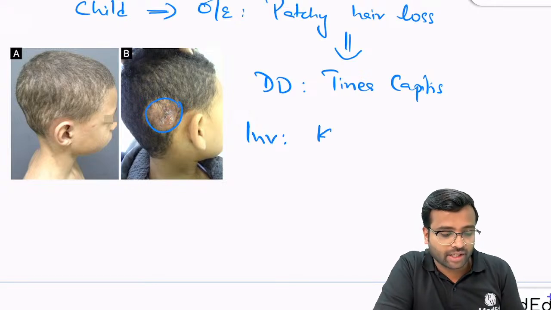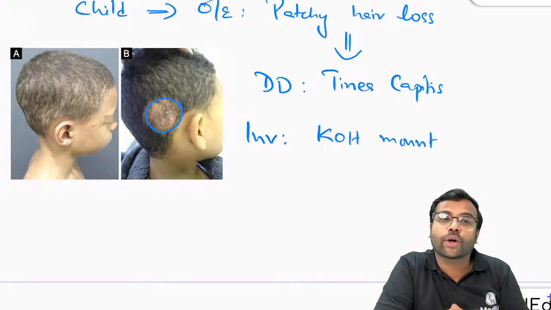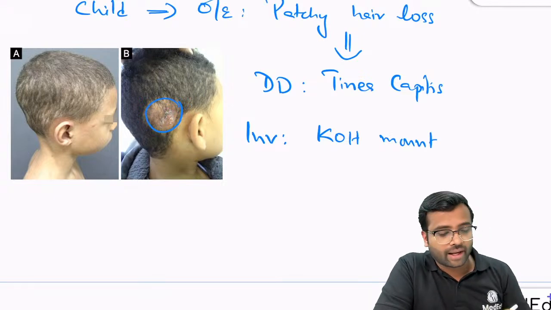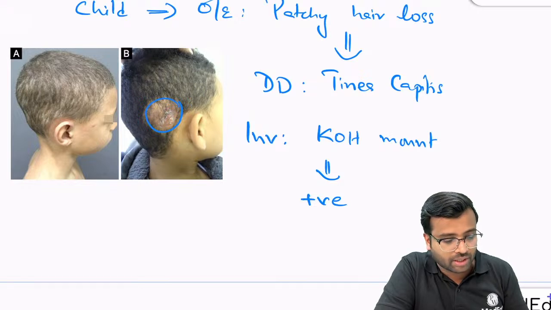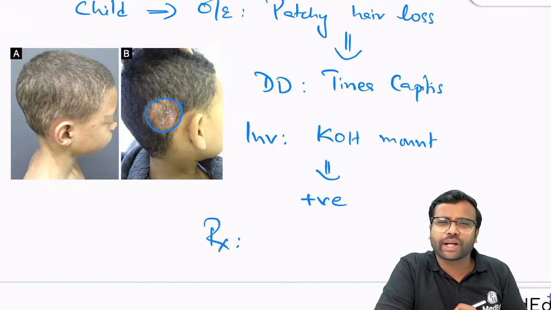Excellent. The correct answer is KOH mount. So this KOH mount would be positive, and once it is positive, you can treat the patient with what do you treat it with?